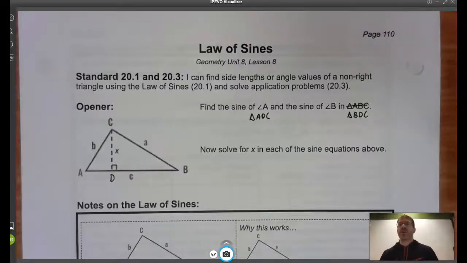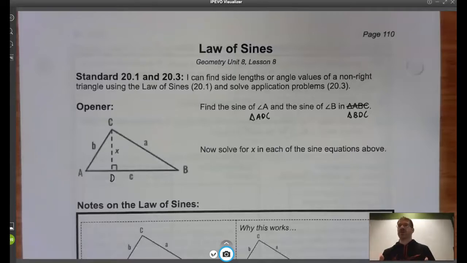All right, so we are getting close to the end of our unit on trig, and what we're going to focus on over the next couple lessons is solving for angles and sides in non-right triangles. We learned the Pythagorean theorem to help solve for sides in a right triangle. We've learned sine, cosine, and tangent to solve for angles and sides in right triangles. Now we're going to move into, well, what if I don't have a right triangle? How do I find missing angles and missing sides?